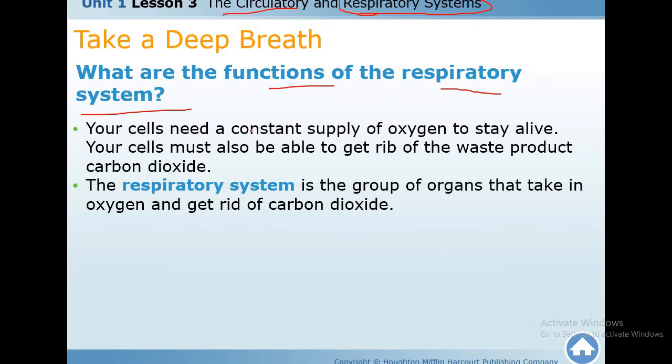Your cells need a constant supply of oxygen to stay alive. So any cell in your body, or tissue, or organ needs oxygen to stay alive. Your cells must also be able to get rid of waste products like carbon dioxide. So cells take oxygen and get rid of carbon dioxide. Any cell in your body.